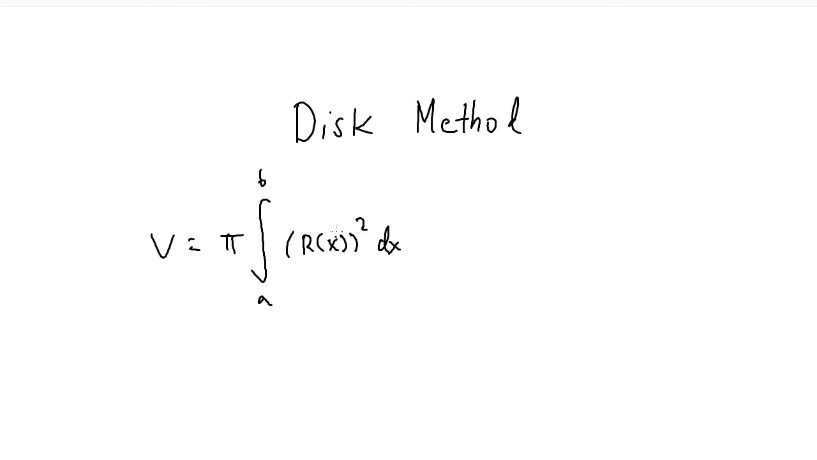Notice that everything is in terms of x if you're rotating the region around the x-axis. But if you're doing it around the y-axis, then the only thing you need to change is the variable. So instead of r of x, we have r of y squared dy.